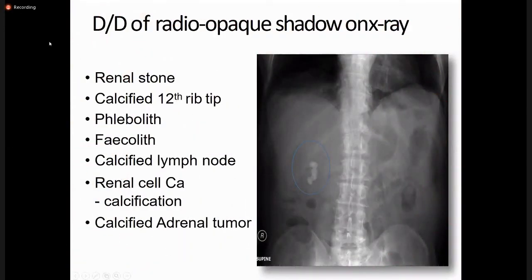Now, this is basically the differential diagnosis of a radiopaque shadow in the right upper quadrant area. That can be a renal stone, a calcified 12th rib tip, a phlebolith, a fecalith, calcified lymph nodes, or even renal cell carcinoma calcification may occur in this area, or a calcified adrenal tumor. This area is basically highlighted. If you have a radiopaque shadow in this area, you should consider differential diagnosis apart from gallstone.